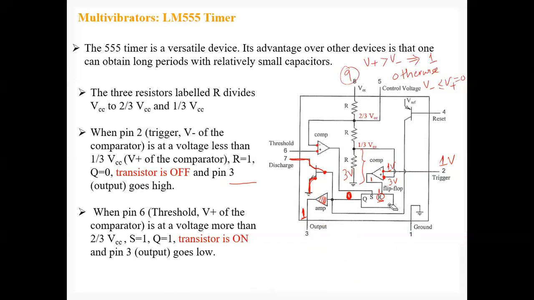Now let's go back to the other comparator. What is the voltage of B minus for the other comparator? B minus is 6 volt, right? Because it's connected here. See that? It's connected here. That's why B minus is 6 volt. So when does this guy give me 1? Help me. When do I get this 1 here?